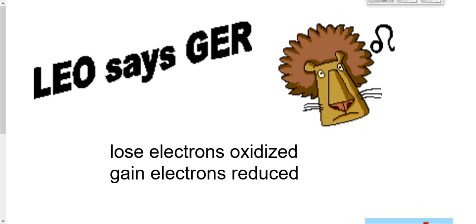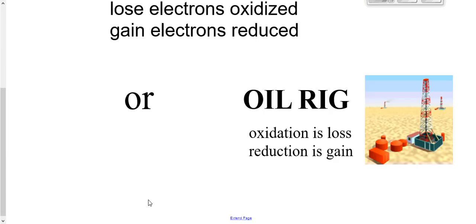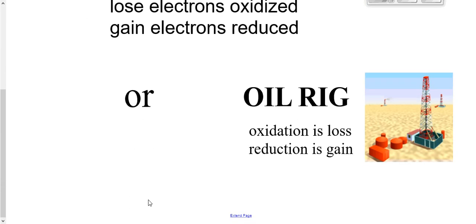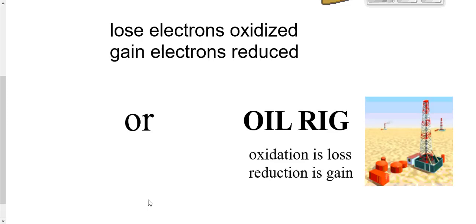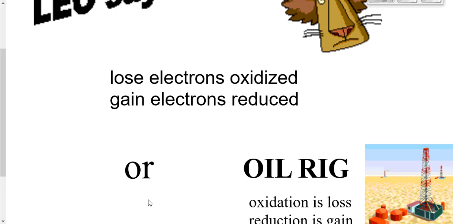There are a couple of ways to remember this. My favorite is the phrase LEO says GER. Losing electrons is oxidized, so my oxidation number goes up. Gaining electrons is reduced, so my oxidation number goes down. Some people prefer the acronym OIL RIG. Oxidation is the loss of electrons and reduction is the gain. Either way, it's important for you to remember whether a substance has been oxidized or reduced. Remember that anytime electrons are lost, my oxidation number gets bigger, that's an oxidation, and the opposite being a reduction.